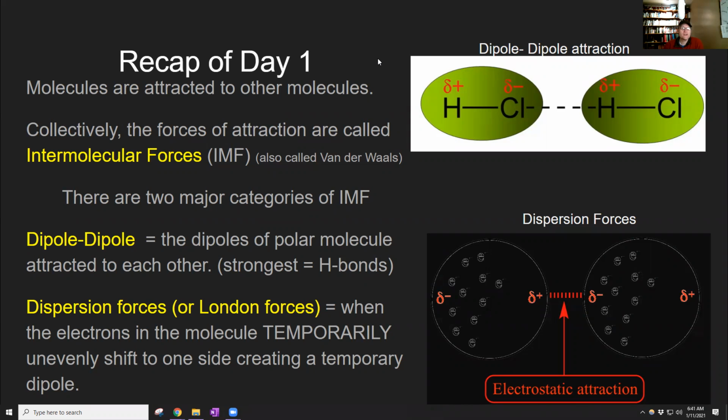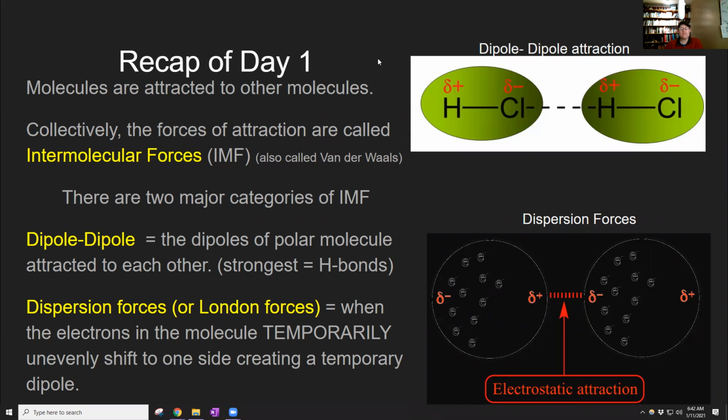Welcome back, folks. This is the second installment of intermolecular forces and how intermolecular forces affect macroscopic properties like solubility and solids and melting points and boiling points, etc. So, recap of day one: molecules are attracted to other molecules in general, and those forces are called intermolecular forces.